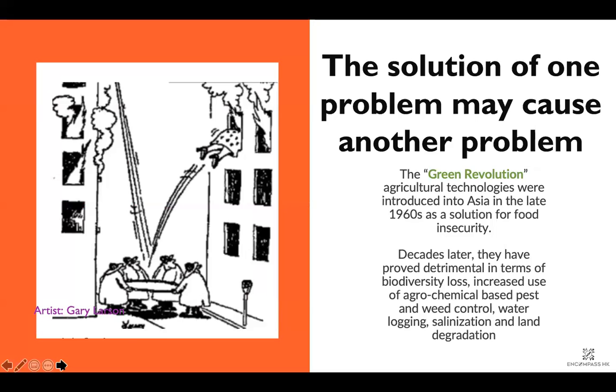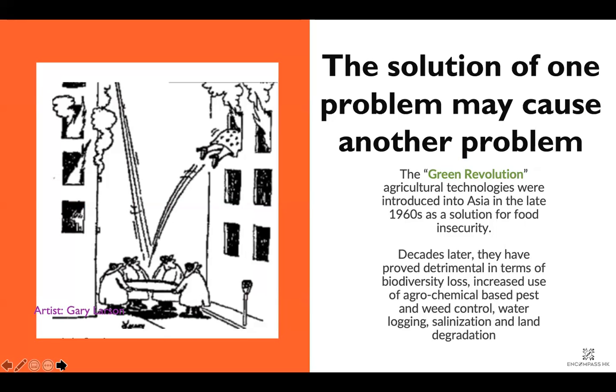And here's an example. An example here on the left, somebody is trying to escape from a fire, but there's a fireman trying to save them, but it actually ends up in the other building. Another example is the Green Revolution. It came in the 1960s using pesticides and insecticides. However, it was found that it actually causes more problems. It causes biodiversity loss and other sanitation problems.